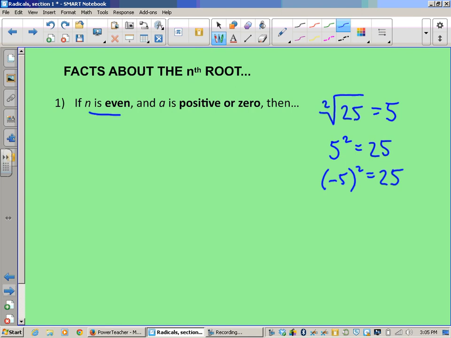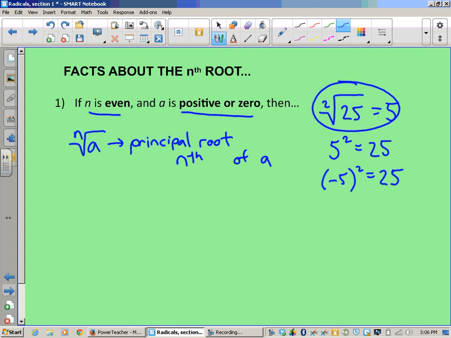So we say if n is even and a is positive or 0, then the nth root of a is called the principal root. In this case, we only look at the principal nth root of a, which means we're only going to look at the positive one. So when we say the square root of 25, we're going to refer to it as just 5, even though we know that there's another answer. And that opposite answer has a name as well. It is called the negative nth root of a.